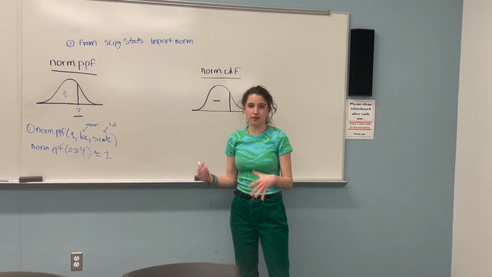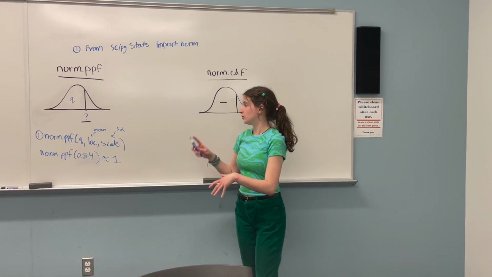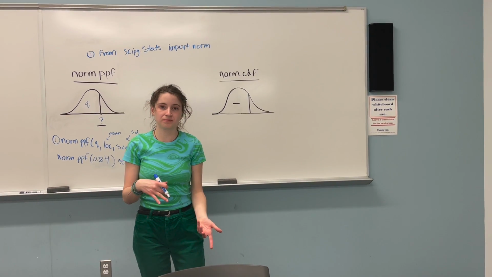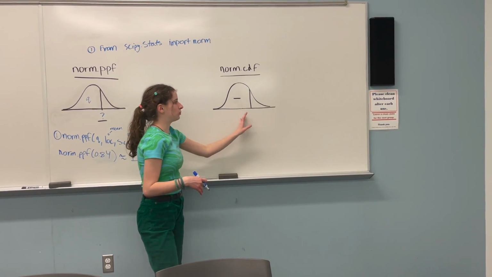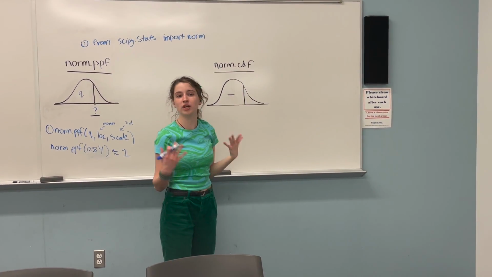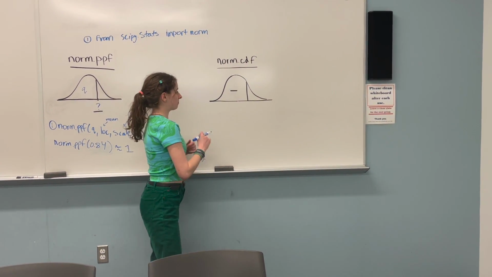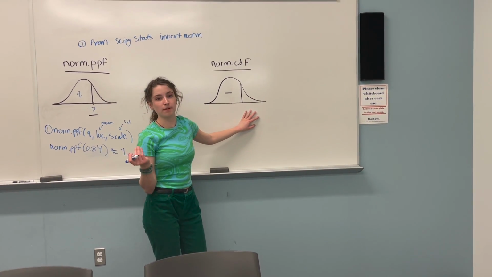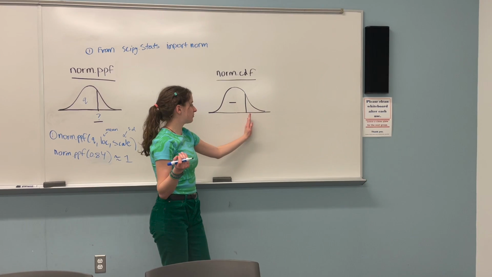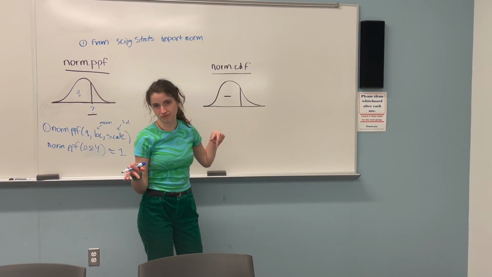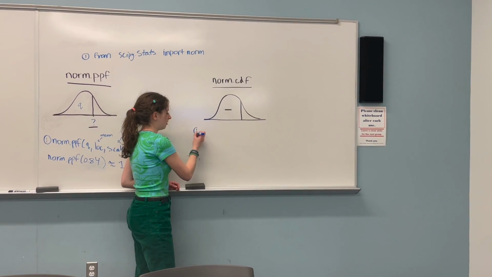So norm.cdf works in the opposite way. You know your value, but you want to know the area to the left of it. This one I think is a little more intuitive because we deal with cumulative distribution functions pretty often. In other words, it's just the probability that your variable is this value or less, which gives you the area to the left.